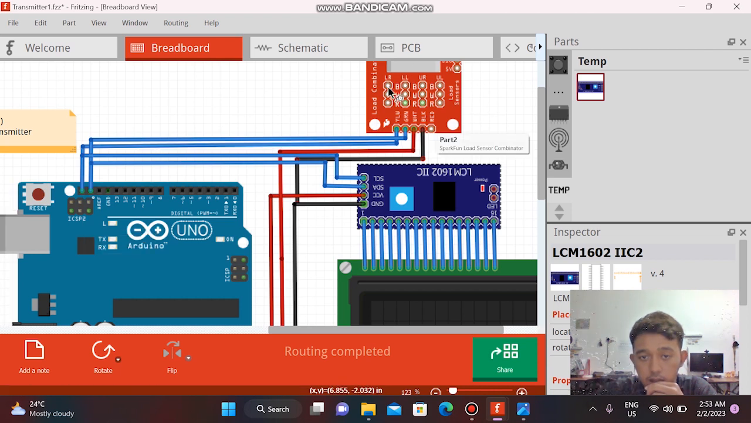This is the transmitter. For the transmitter it is also the same: SDA and SCL connect to the Arduino Uno, with the power supply and the ground.